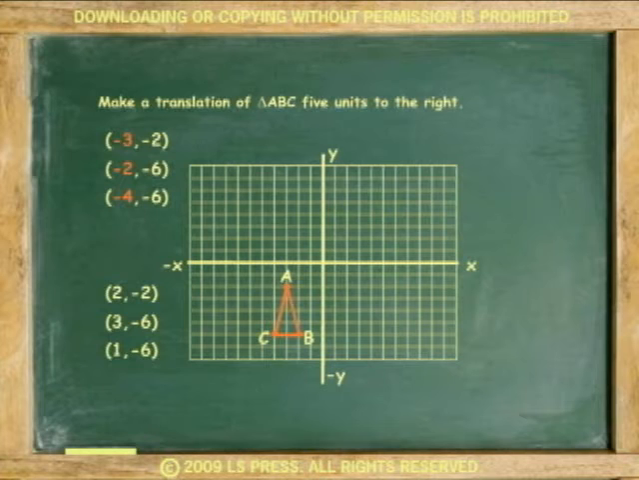-3 plus 5 equals 2. -2 plus 5 equals 3. -4 plus 5 equals 1. The new coordinates are (2, -2) for D, (3, -6) for E, and (1, -6) for F.